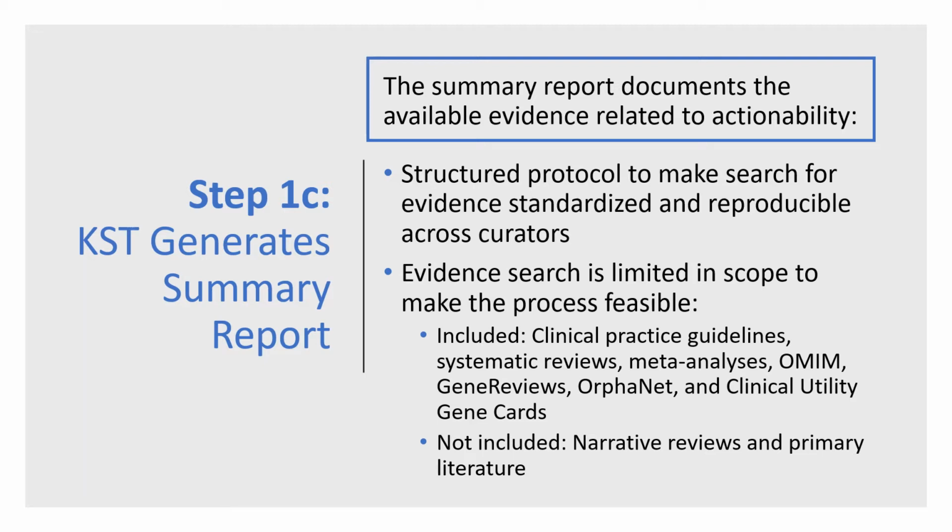So when we're looking in the literature, we're looking for clinical practice guidelines, systematic reviews, meta-analyses, as well as vetted resources such as OMIM, GeneReviews, Orphanet, and clinical utility gene cards. What we don't include in the reports is narrative reviews and primary literature.